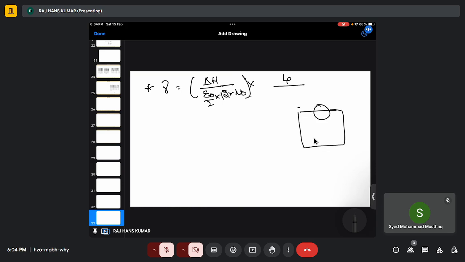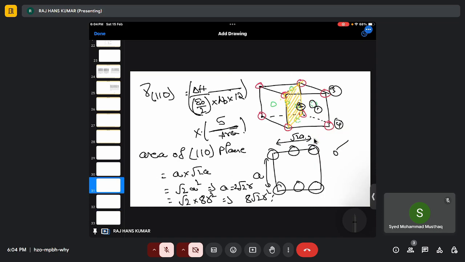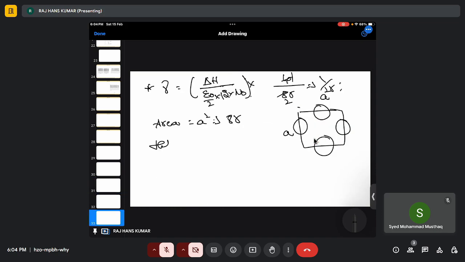Right. So the area will be a square in eta. 4 ones, 4 fours. It is 1 by 2r. So that's all about atomic planes.